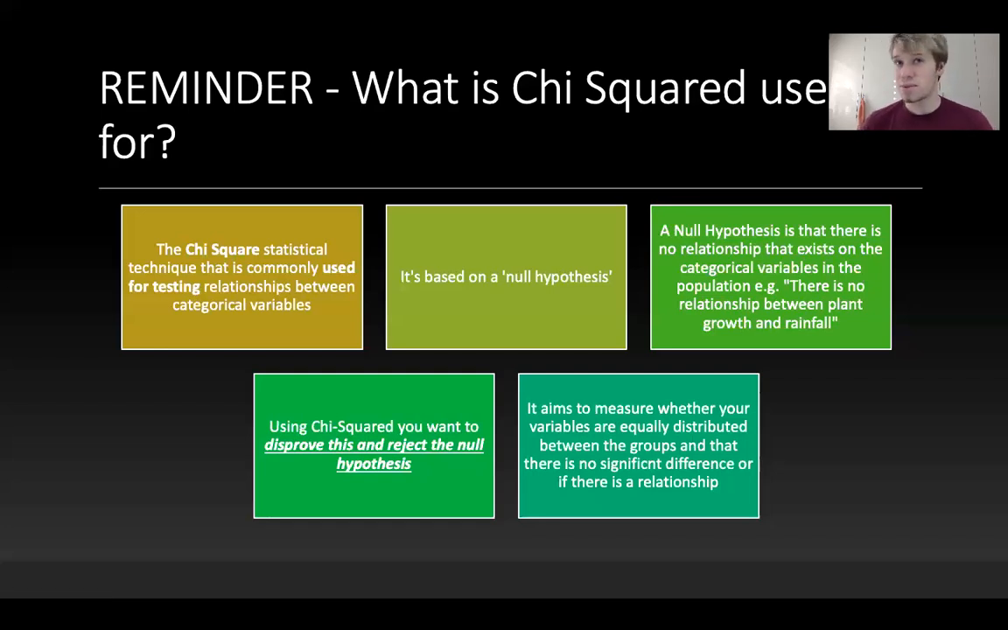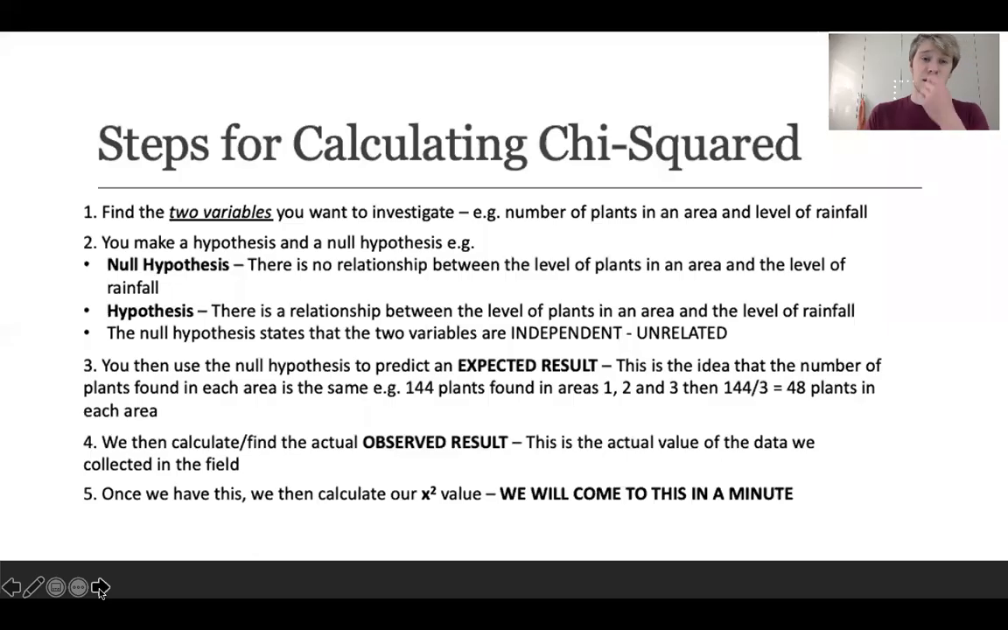In A-Level Geography, you don't need to understand what it means entirely. You just need to know how to calculate it to get half the marks, and then write a few lines to get the other half of the marks. So a reminder for calculating chi-squared, find the 2 variables that you want to investigate. They'll give you them in the question, but I've given you an example here, the number of plants in an area and the level of the rainfall.